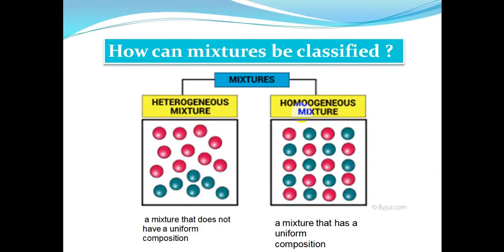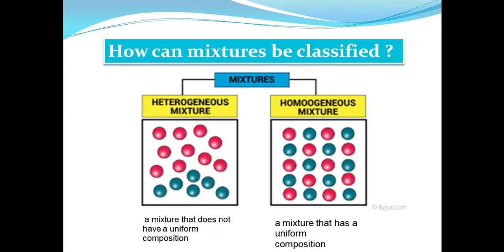How can mixtures be classified? We have two types of mixtures. The first kind, in the heterogeneous mixture, we notice that a mixture does not have a uniform composition. If you look here in this picture, you will find that the red substance is up and the blue substance is down. They are not mixed completely, or they are not mixed evenly. No, up is different from down.